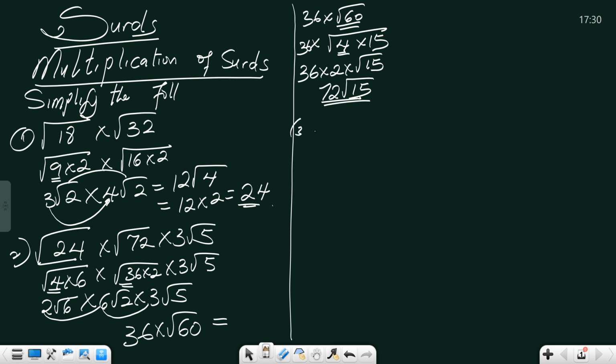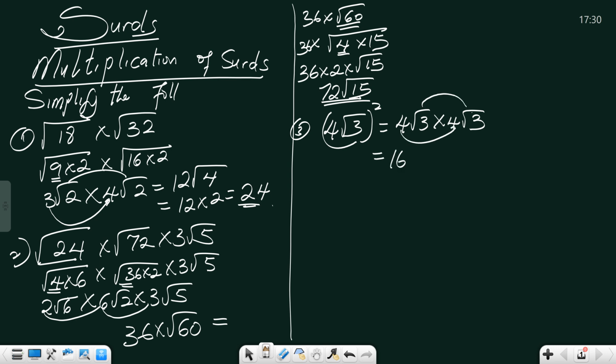Now, let's look at another one. Let's look at this one that says 4 root 3 all squared. What does this mean? So that will be 4 root 3 times another 4 root 3. So 4 times 4, that will be 16. Then root 3 times root 3, that is root 9. Then here, I'm going to have 16 times root 9, which is what? 3. 16 times 3, this will give me what? 48.